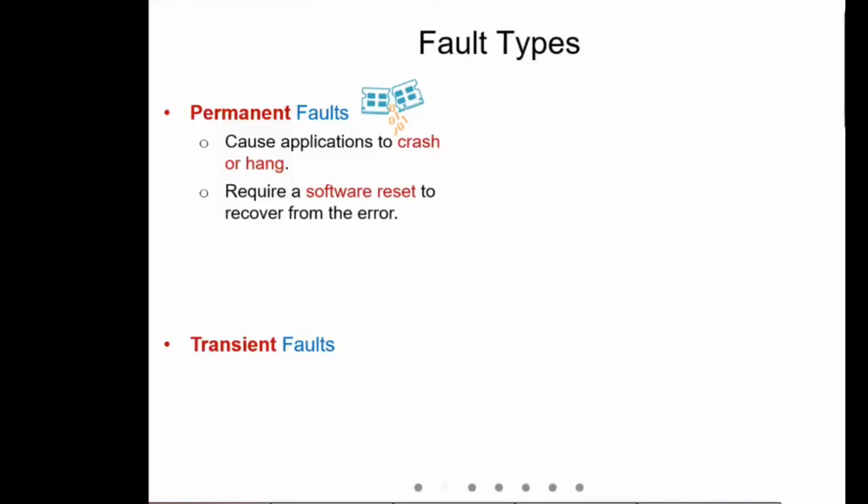We categorize faults into two types: permanent faults and transient faults. In this talk, we focus on errors in the memory. A permanent fault in memory causes the application to crash or hang, and it requires a software reset to recover from the beginning.